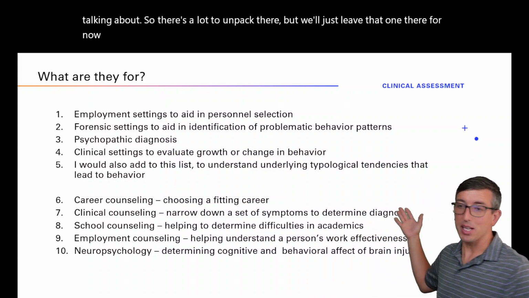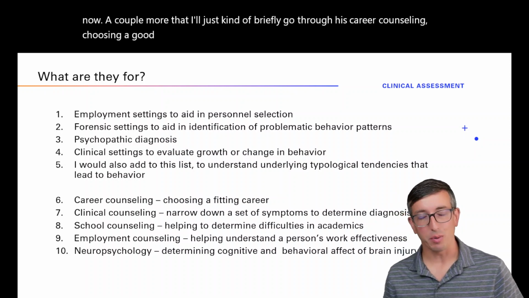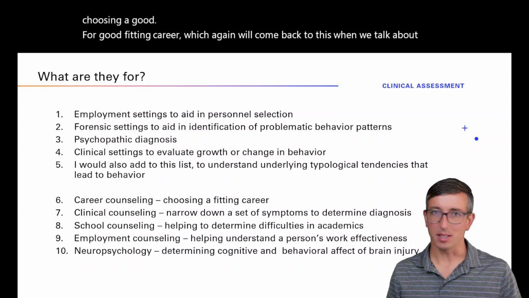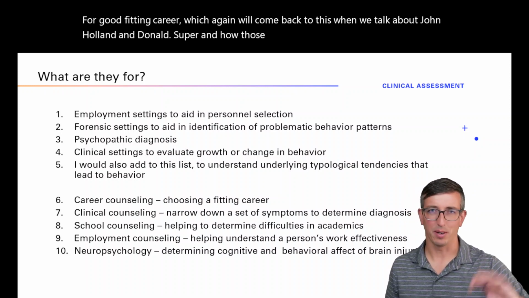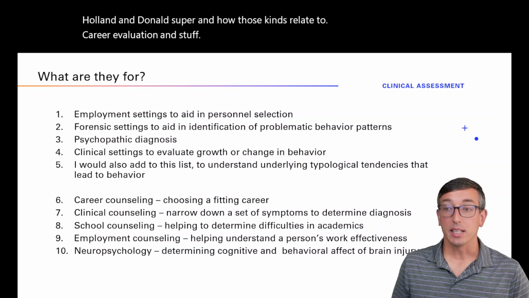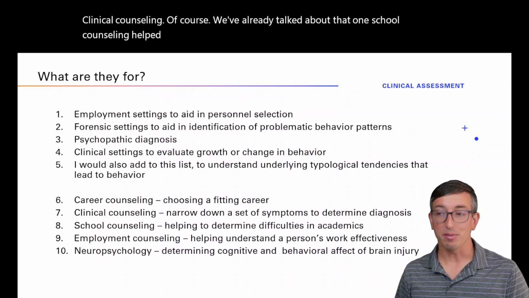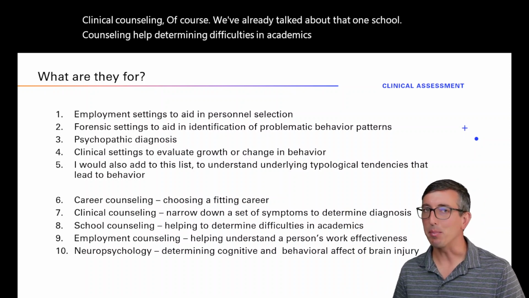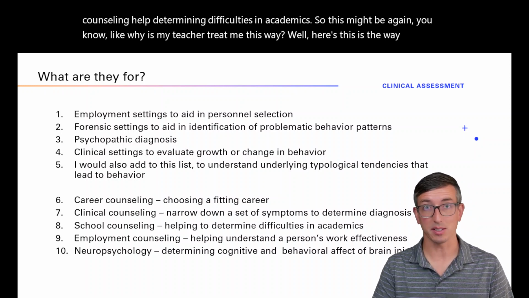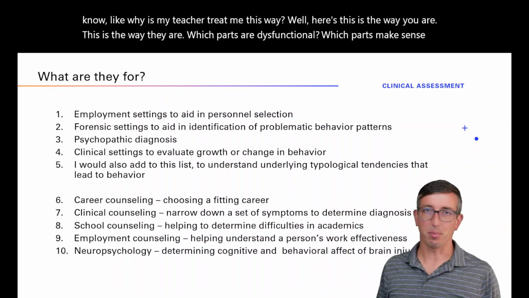A couple more that I'll just briefly go through is career counseling, choosing a good fitting career, which again, we'll come back to when we talk about John Holland and Donald Super and how those relate to career evaluation. Clinical counseling, of course, we've already talked about that one. School counseling, help determining difficulties in academics. So this might be, again, like, why does my teacher treat me this way? Well, this is the way you are, this is the way they are. Which parts are dysfunctional, which parts make sense, something like that could happen.